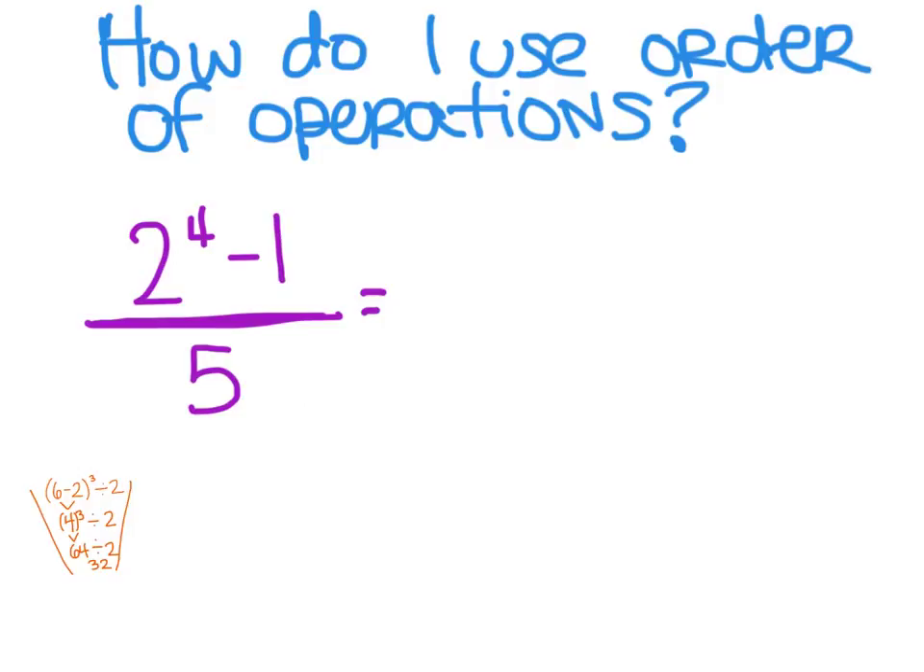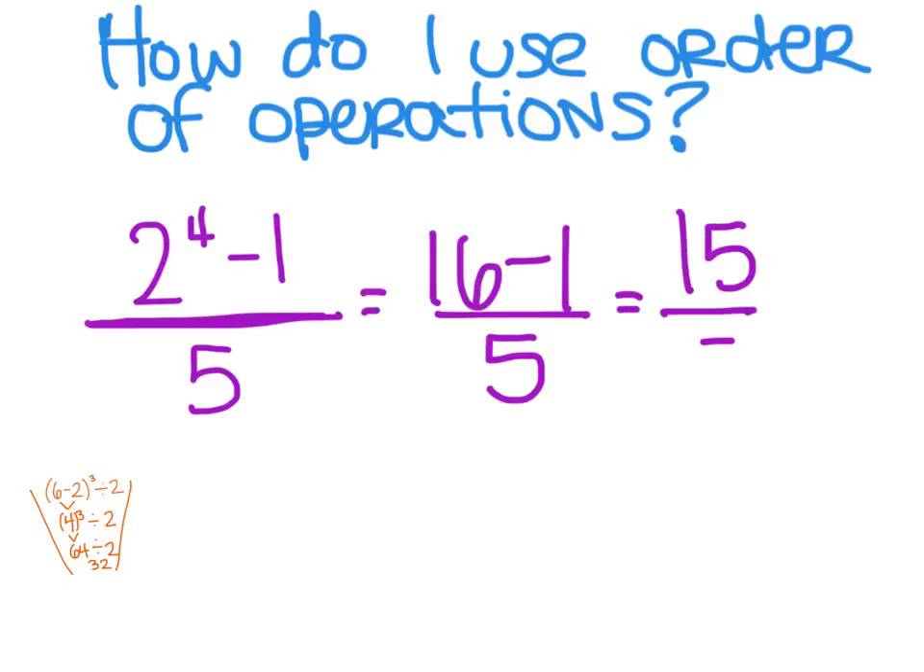So this now becomes 16 minus 1 divided by 5. Okay, we're still not done with the numerator. 16 minus 1 is 15. Denominator stays there. Now I'm all done, and now I can simplify this, which would just give me 3.